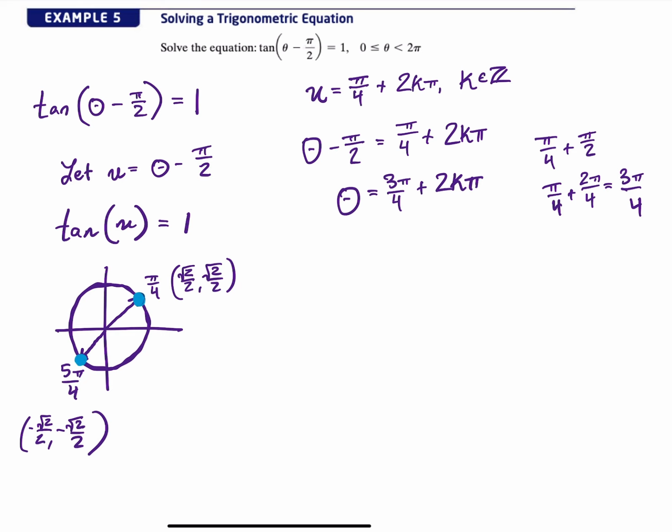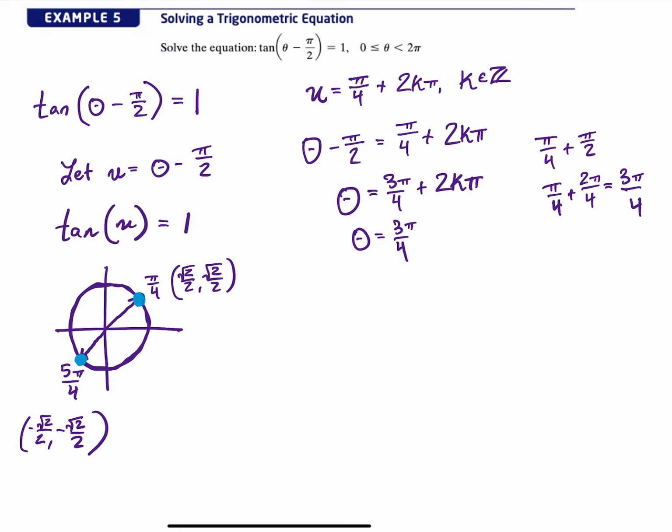So 3 pi over 4 plus 360 degrees. And we want to be within 0 to 2 pi. So we should only get this as our one solution from this statement, 3 pi over 4. Because if I add 2 pi, like when k equals 1, I'll be beyond 2 pi. So we get one solution there.